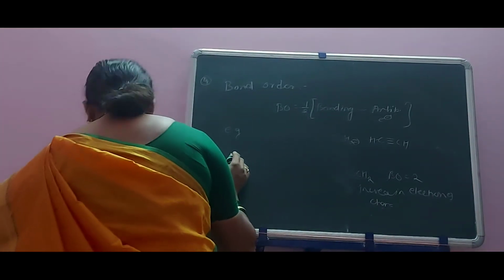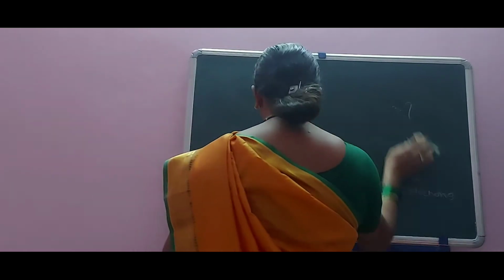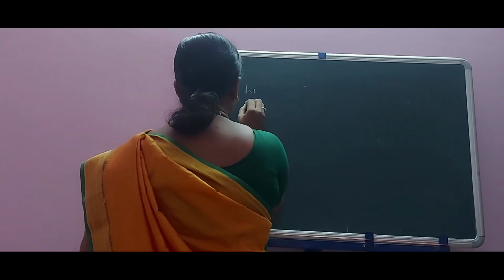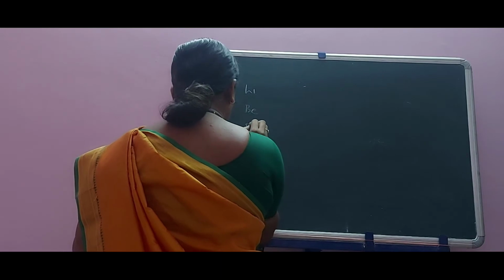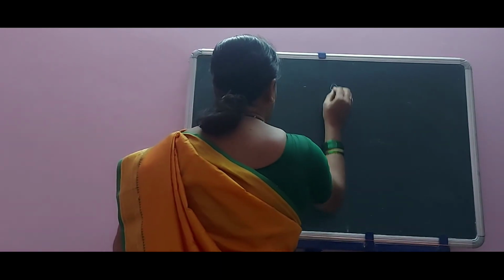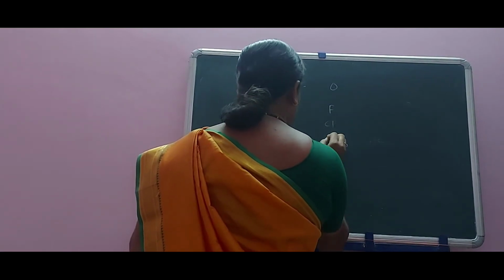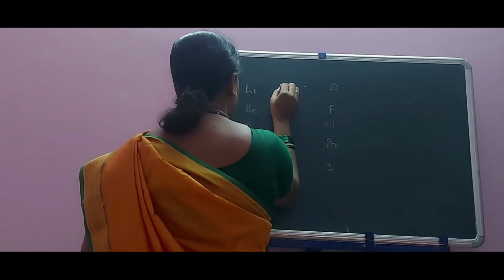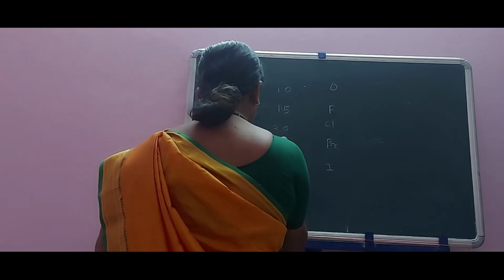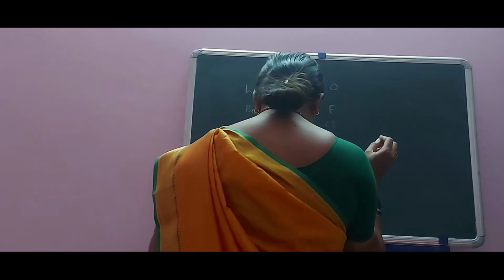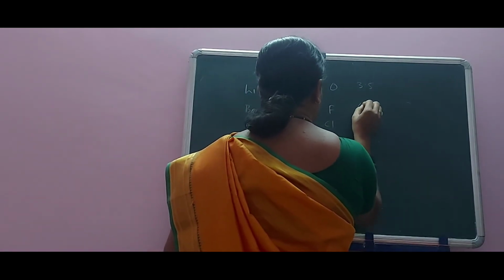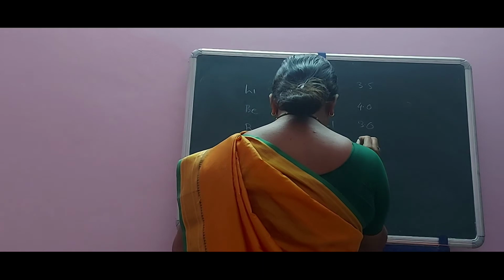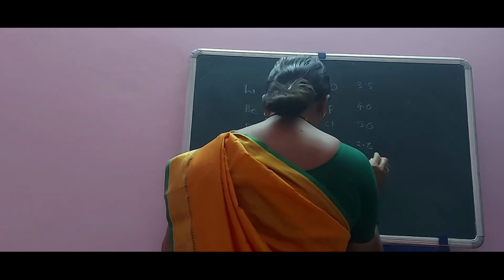Now I am going to give you some electronegativity values of s block and p block elements. The values are as follows: lithium, beryllium, boron, carbon, nitrogen, oxygen, fluorine, then Cl, Br and I. Lithium is 1.0, beryllium 1.5, boron 2.0, carbon 2.5, nitrogen 3, oxygen 3.5, fluorine 4. Cl is equal to 3, Br is equal to 2.8 and I is equal to 2.5.